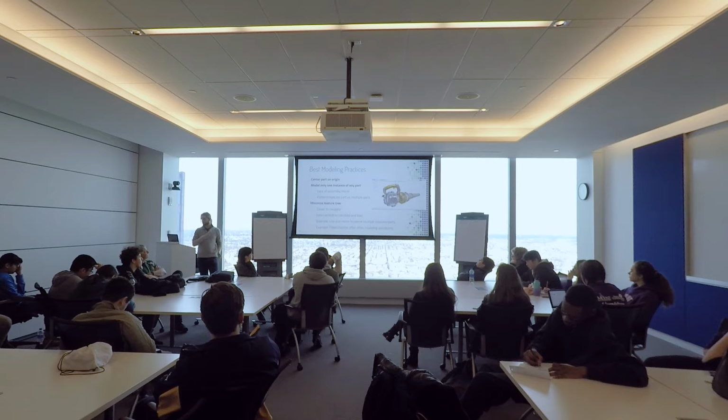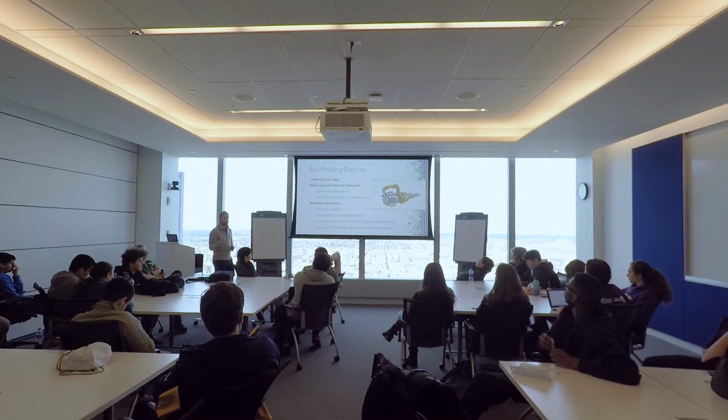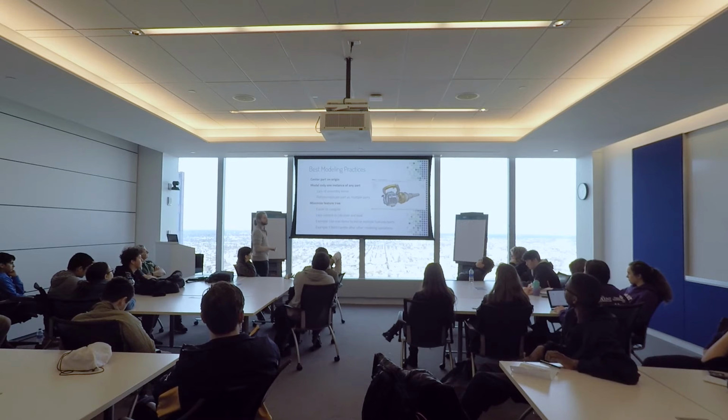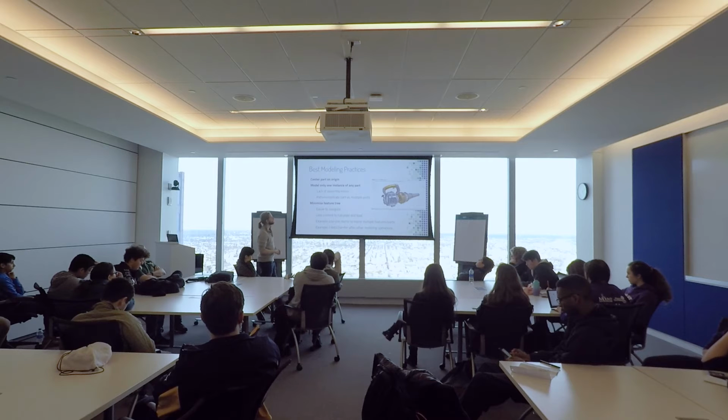A few best modeling practices. Center the part on the origin. Model only one instance of any part. So like if you have a mirrored part, or if you have a part in multiple different places, don't make it twice in the model. Just copy it or do something else so that you only have one instance of it. And then also minimize the feature tree. You want as few features as possible, which just makes the model lighter weight and easier to manipulate and calculate.